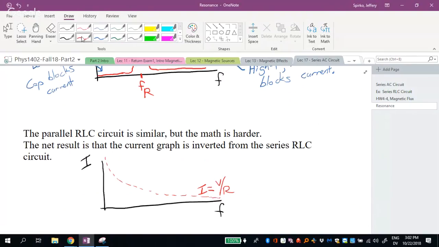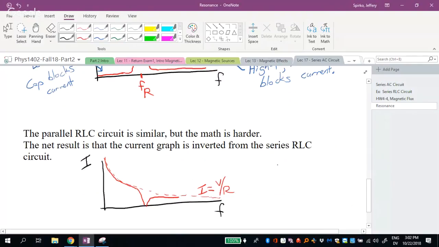And what the actual circuit does is it basically follows this baseline for a while and then drops down to 0 and comes back up and then follows the baseline. So at very low frequencies, the inductor allows the current to flow. And at very high frequencies, the capacitor allows the current to flow.